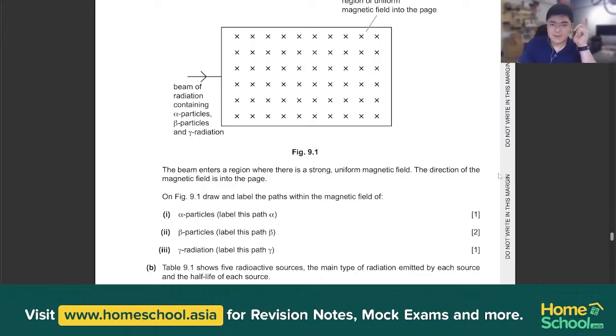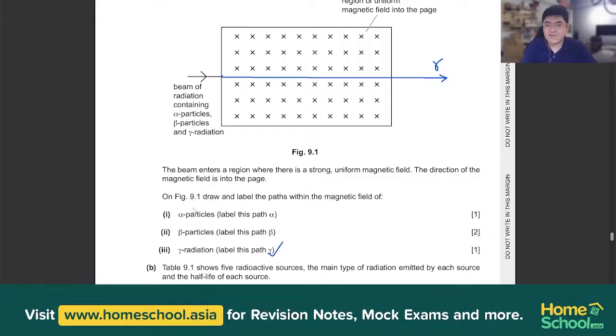So first things first, we can draw the easiest one for now. As you can see, they want you to draw and label the paths for the alpha particles, the beta particles, and the gamma radiation. So for this, the easiest so far is to do the gamma radiation because it will not be affected by anything. It still continues in a straight line. So we can just draw one straight line like this. Okay, our gamma radiation should go straight all the way without any changes, and we should label this gamma. Okay, so this one is done.